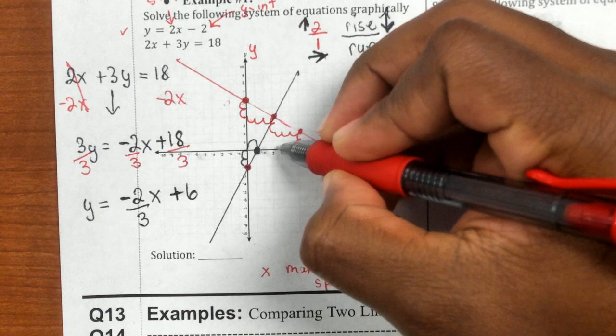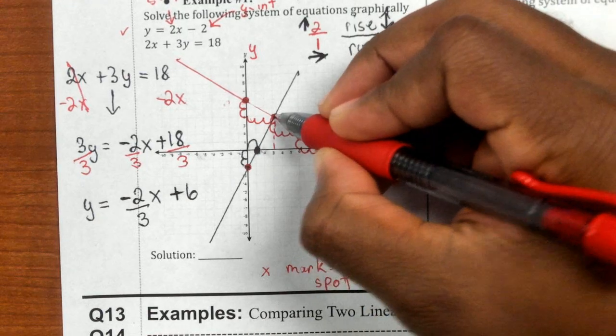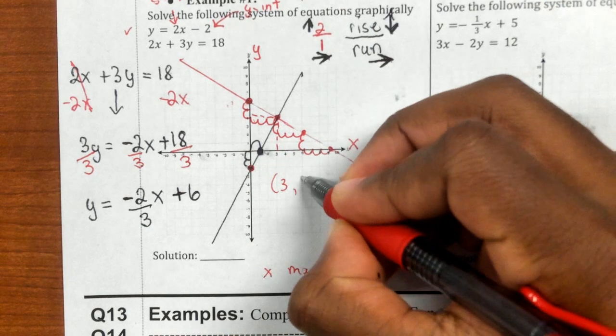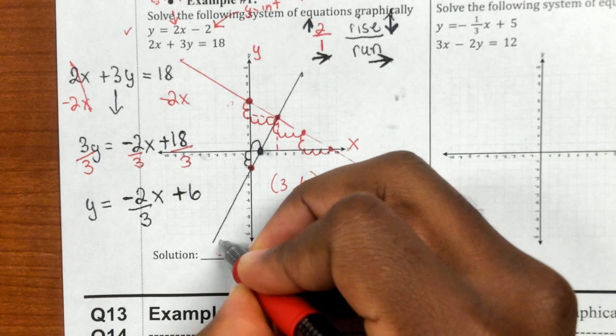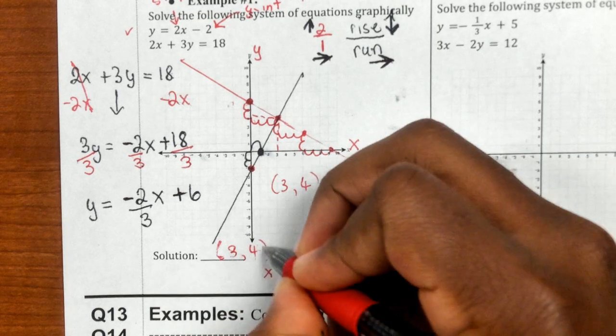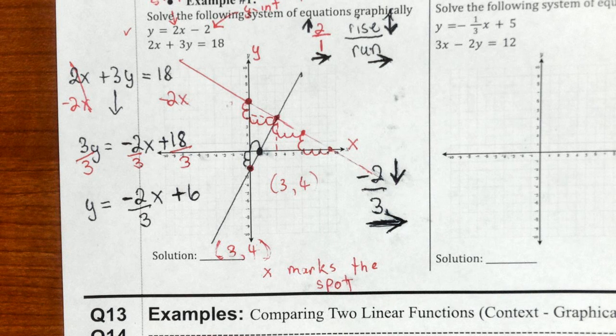So this looks like positive 3 for the X and positive 4 for the Y. So my solution is parentheses, so you have to put parentheses, 3, 4. All right, so again, just like that. So let's try the next question.